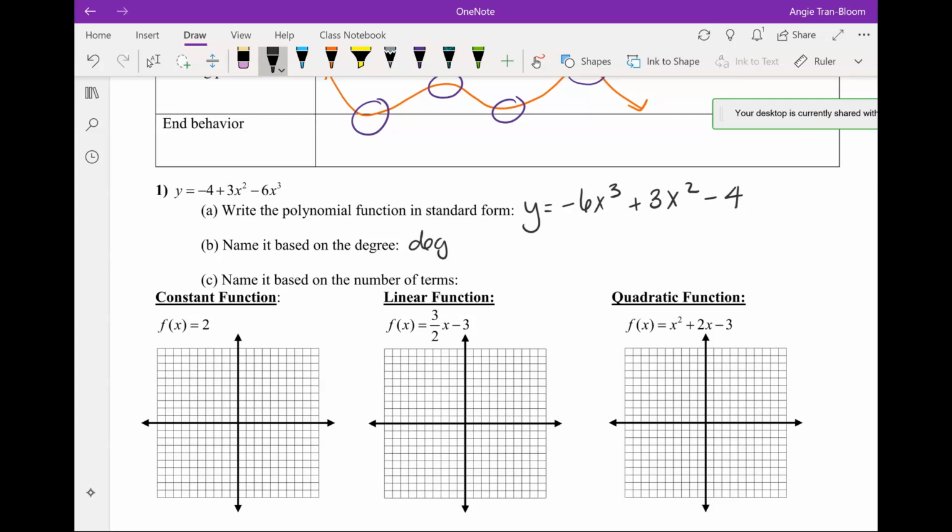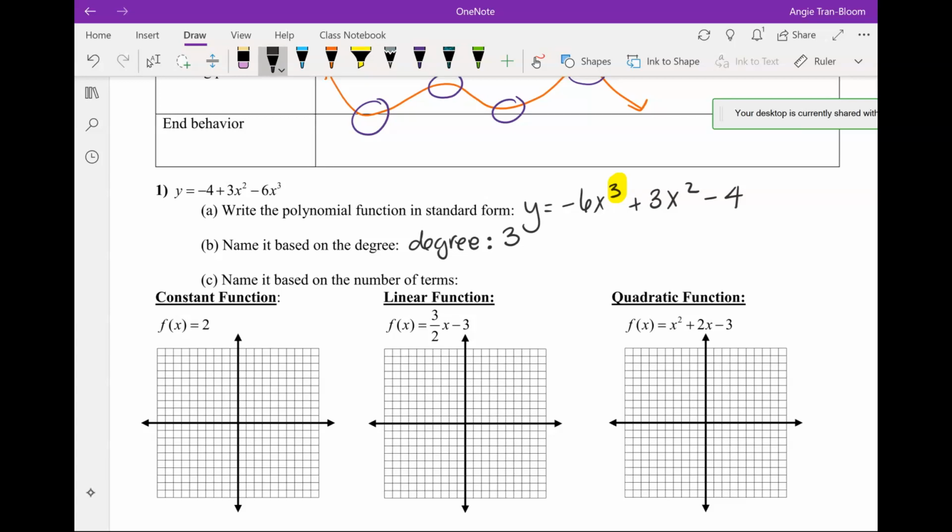What's the degree of this function? 3, because remember, we already wrote it in the order of degree. That's the degree, because we only take the highest one. So this function has a degree of 3. So how do we name that?